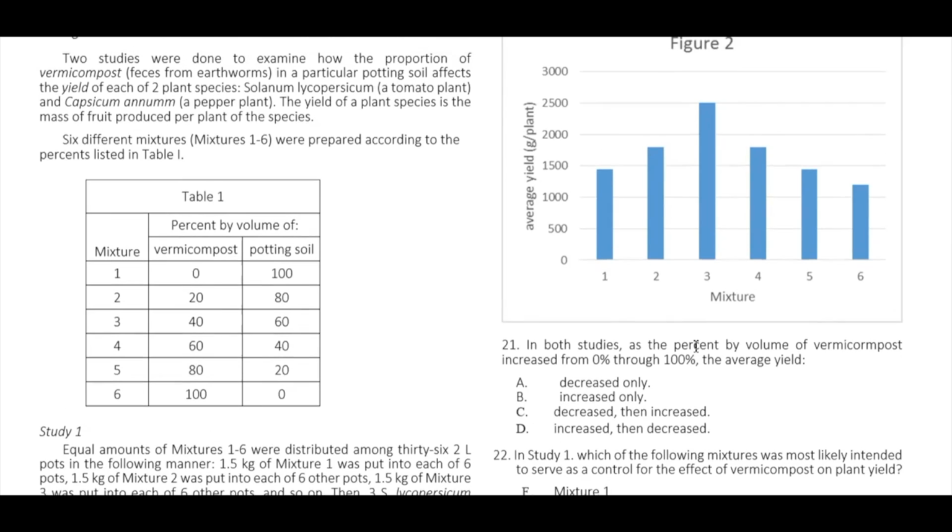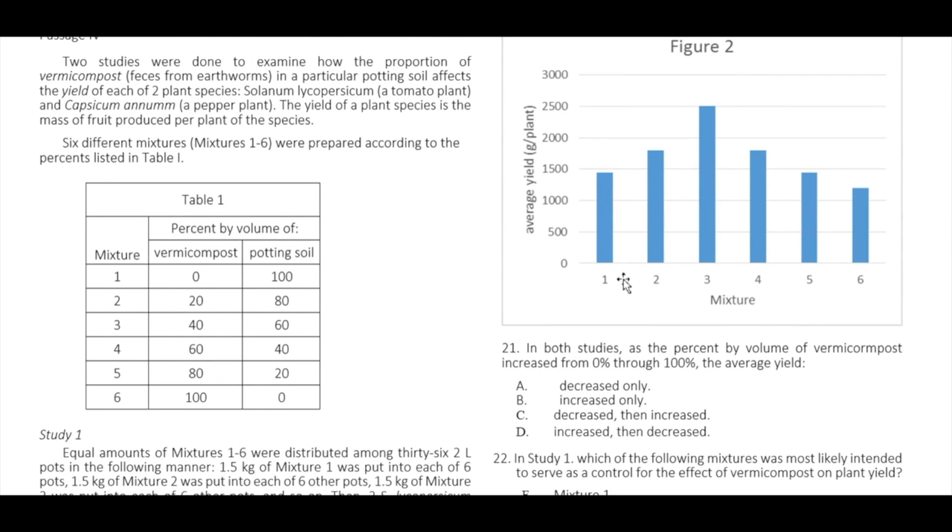Okay, so we can see study 2 right now with figure 2, and we go from mixture 1 to 6. Let's revisit the table and see what that means by percentage of vermicompost. We see here that percent by volume of vermicompost goes from 0 to 100 as we go from mixtures 1 to 6. So this corresponds with 0% to 100% vermicompost. It appears that in study 2, the yield goes up and then it goes down.